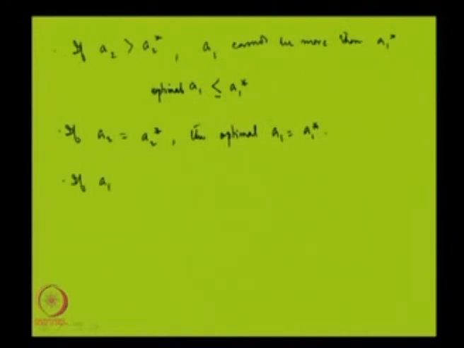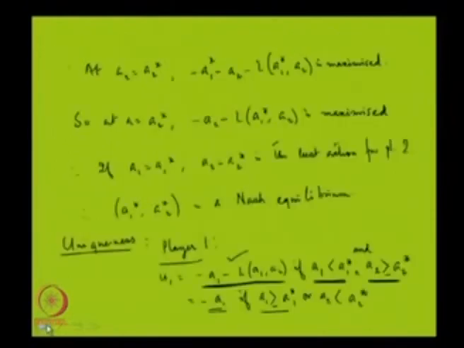If A2 is less than A2 star, then what happens? If A2 is less than A2 star, so I have this case. In that case, obviously, player 1 will take just action which is equal to 0, because at 0 this is being maximized. So this is very simple.